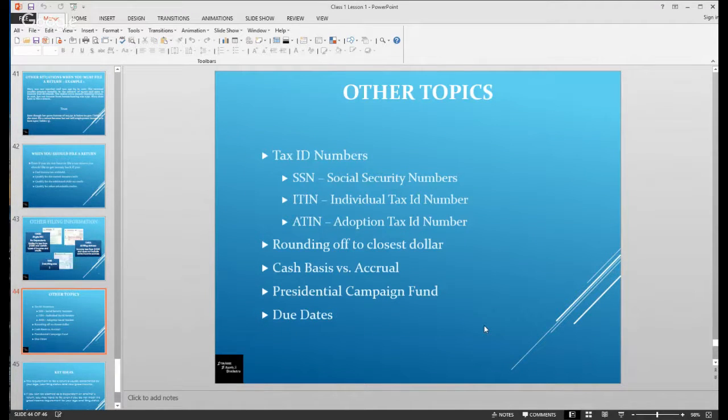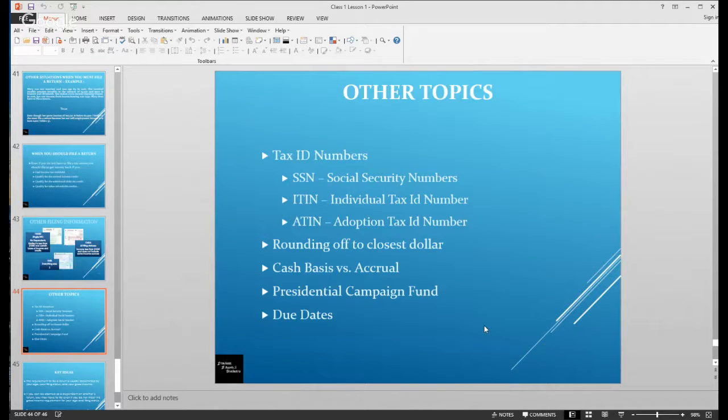We do need a tax ID number in order to file. These are Social Security numbers, I-10s, which are individual tax ID numbers, A-10s, which are adoption tax ID numbers. If you find your I-10 has expired, you can certainly work with a tax professional to determine what steps you need to take in order to be able to file your tax return this year. Also, we round off to the closest dollar amount.